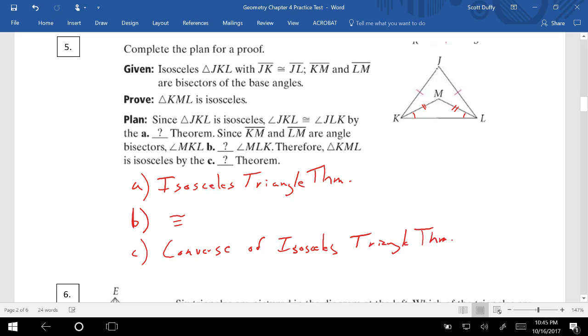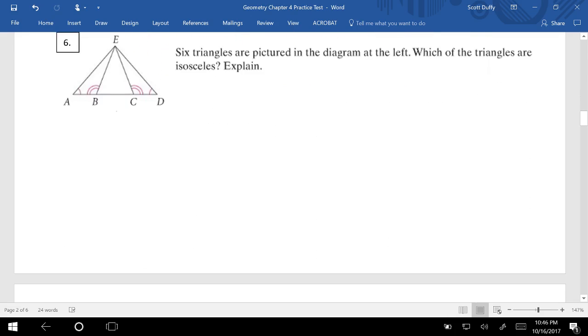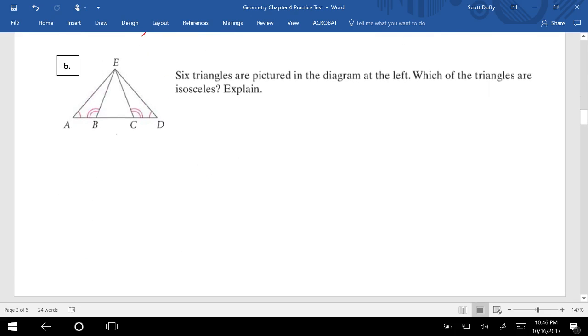Isosceles triangle theorem says that if we have two sides that are congruent, then the two bottom angles are going to be congruent. And then the converse says that if we have the two bottom angles being congruent, then these two sides are going to be congruent. Going backwards. 6 triangles are pictured in the diagram at the left. Which of the triangles are isosceles?